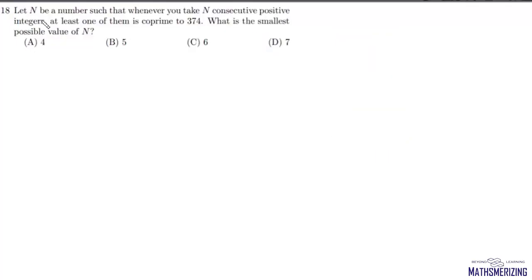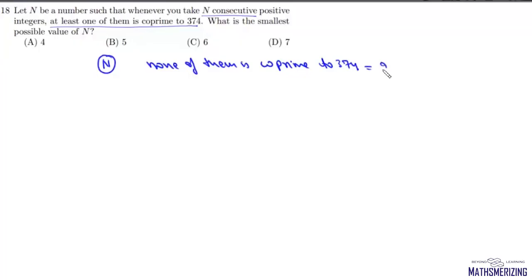Now question number 18 is, let n be numbers such that whenever you take n consecutive positive integers, then at least one of them is co-prime to 374. What is the smallest possible value of n? Now what we'll do is, first we'll find number of n consecutive positive integers such that none of them is co-prime to 374, and this 374 is actually 2 into 11 into 17.